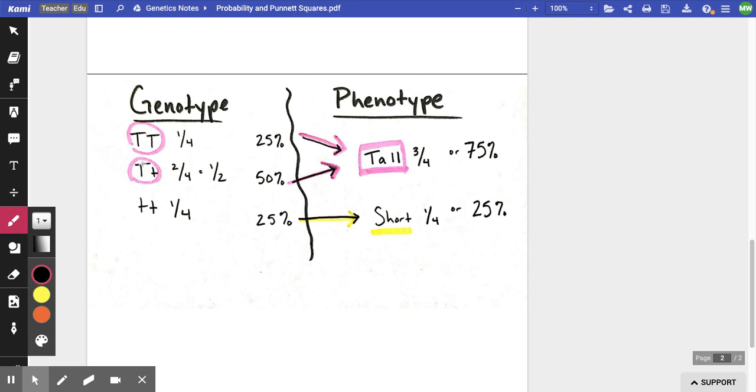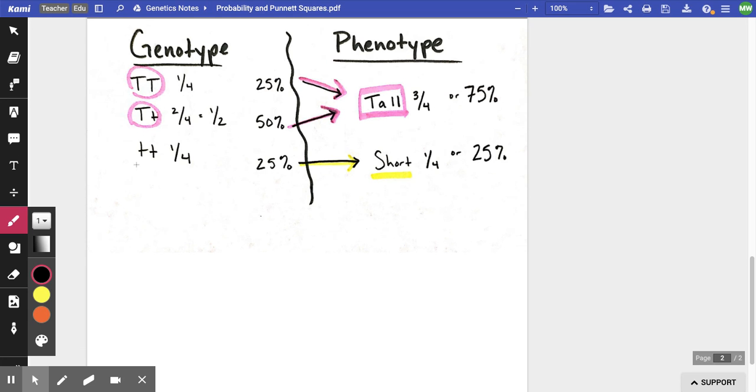We have a capital and a lowercase. That means this capital is going to cover up that lowercase. That means 50% will be tall. So 50% plus 25% equals 75%, or 3/4 would be predicted to be tall. In the case of the recessive phenotype, we have 1 out of 4, or 25%, that will show the recessive phenotype, which is short.